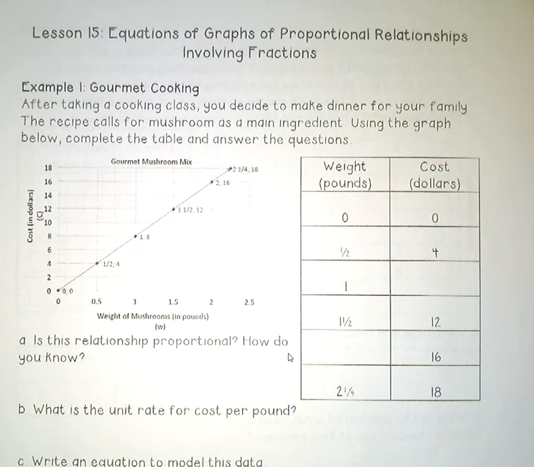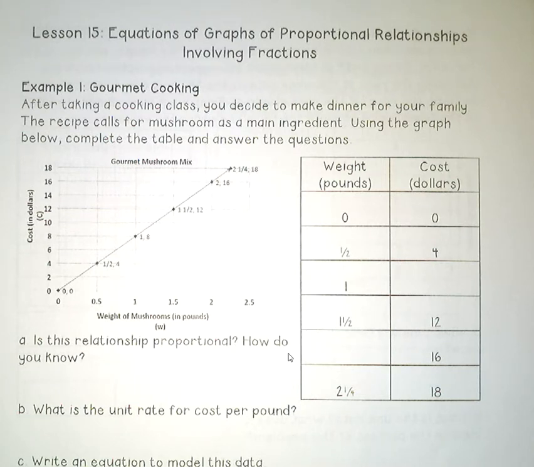All right, so let's go ahead and start with example 1, gourmet cooking. After taking a cooking class, you decide to make dinner for your family. The recipe calls for mushroom as a main ingredient. Using the graph below, complete the table and answer the questions. Okay, so we are looking at mushroom mix in our cooking.